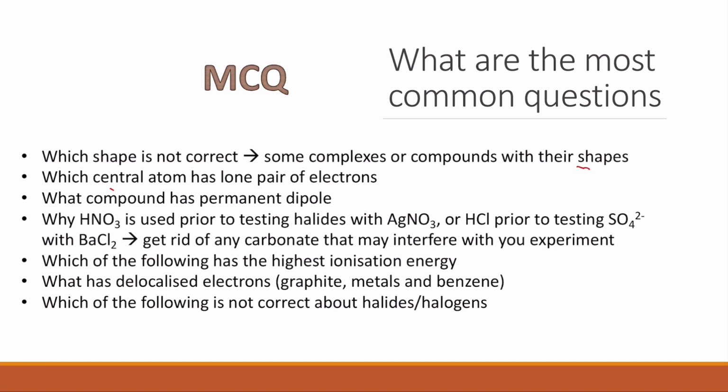Which central atom has a lone pair of electrons? You should be able to identify that or calculate it. What compound has a permanent dipole? So this is about the symmetry and the cancellation of the dipole.